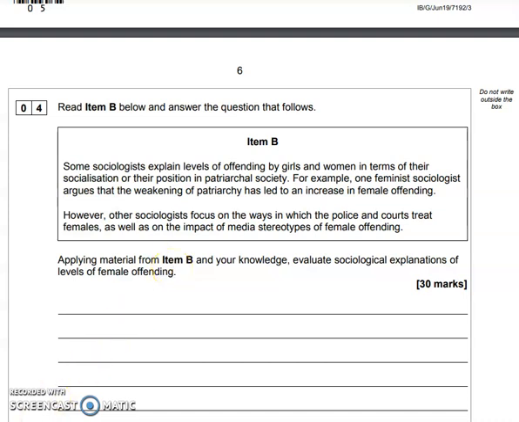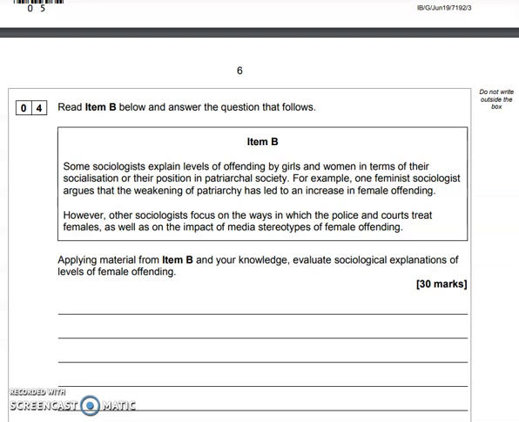Most students were able to use the item as a starting point and develop their answers from there, which is a really positive thing for them to do. And your good answers were able to discuss some or all of the following using the correct concepts and evidence, such as sex role theory, gender socialisation, Heidensohn's control theory or patriarchal control, Adler's liberation thesis and the weakening of patriarchy.